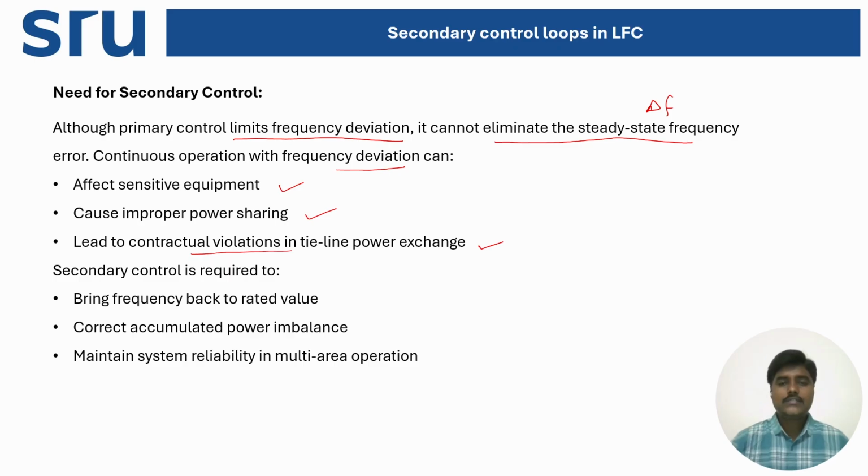Suppose if we operate the power system with some delta F continuously, then these are the consequences which we do not want actually. So that is the reason our secondary control is very much required: to bring this frequency back to rated value, that is 50 Hz, and to correct accumulated power imbalance, because we don't want to have any kind of power imbalance. Always we want to maintain power balance, that is total power generation should be equal to power demand plus power transmission losses. And always we want to maintain system reliability in multi-area operation. So we want to have continuity of supply in the power system.